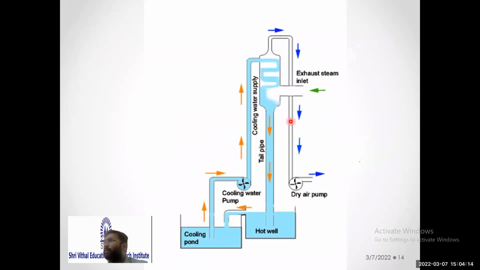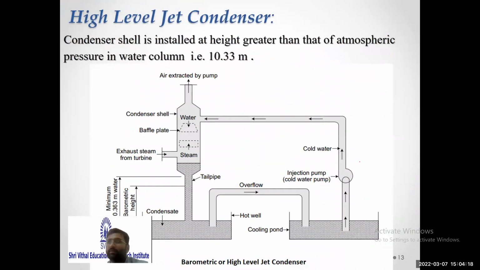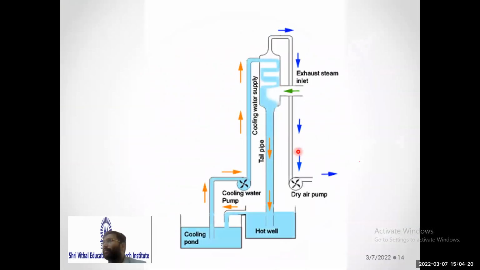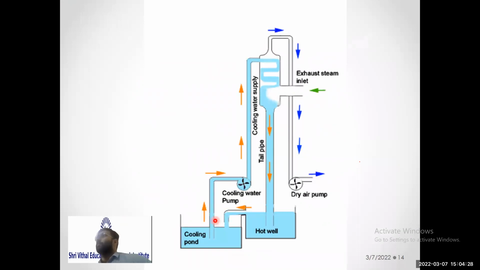This is another animation for the high level jet condenser. There is no extraction pump here, directly water is falling in the hot well. But to pump water from the hot well or cooling pond to the condenser, we require a pump. So this is the animation for the high level jet condenser.